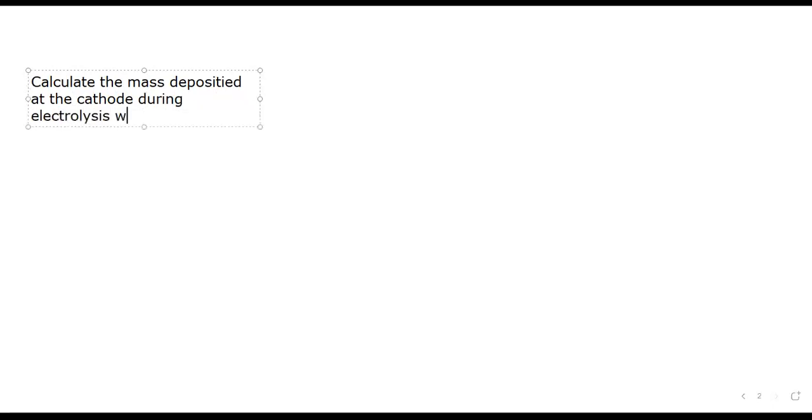Okay, they say: calculate the mass deposited at the cathode during electrolysis when a current of, let's take 1.5 amperes, flows through molten lead bromide for 20 minutes.